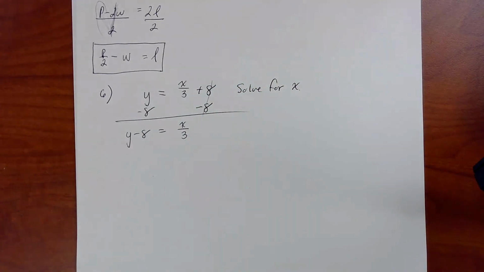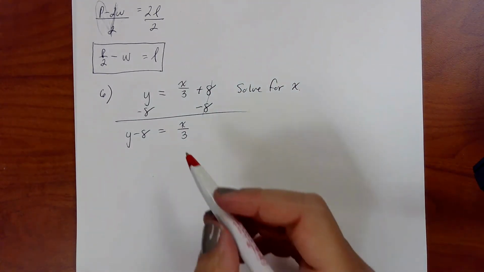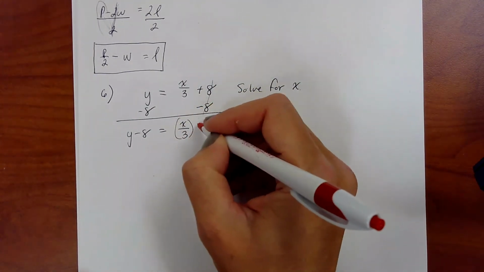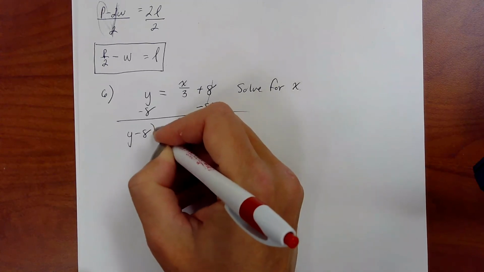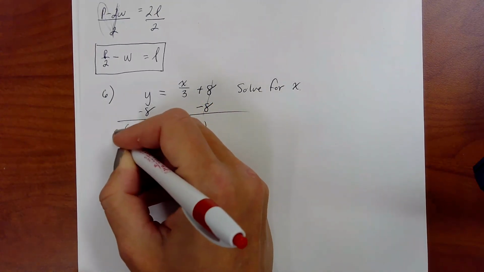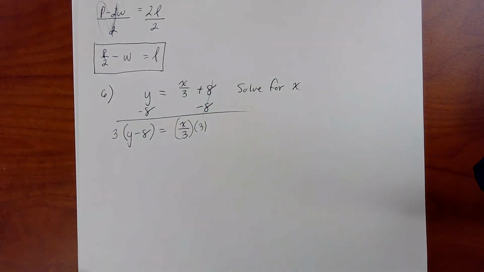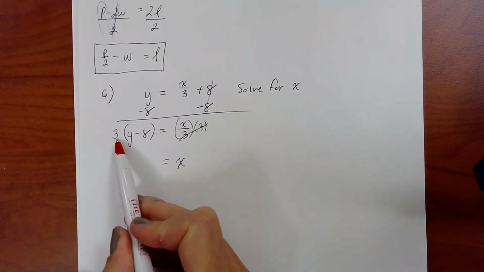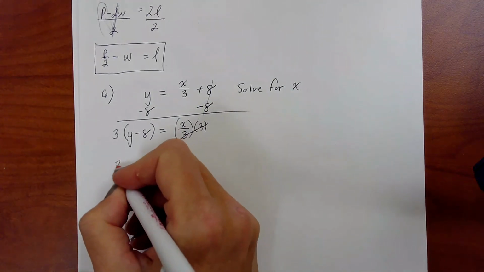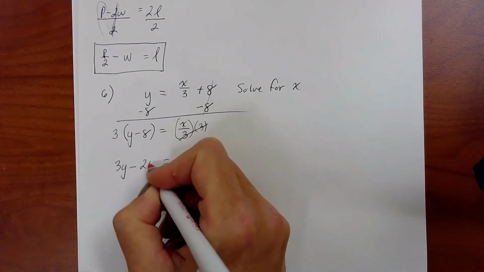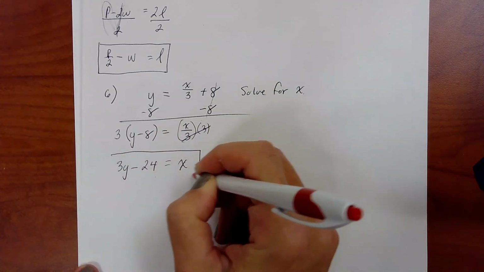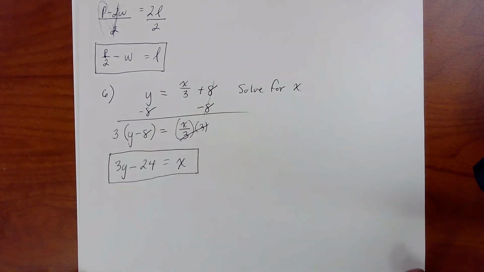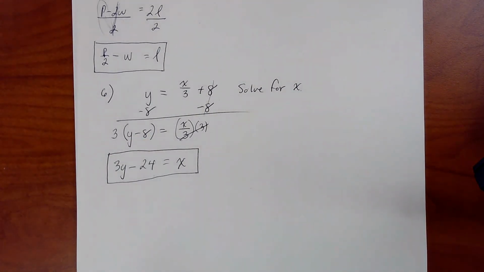equals x over 3. And now I need to multiply by 3. This is where using the parentheses comes in handy, because yeah, I have to multiply this whole side by 3. So I really need to distribute that 3. So it's 3y minus 24. That's my answer. All right? Okay. Good job, guys.